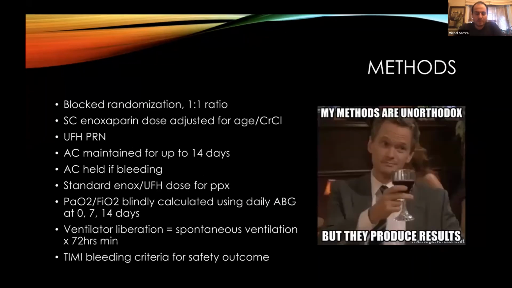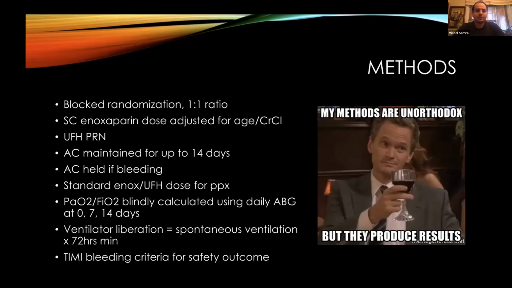With regards to their method, so fairly well done. They were able to do a blocked randomization. Essentially, for patients who were enrolled in the study, it was drawn out of an envelope who would be in which group. In the treatment group, they received subcutaneous enoxaparin with the dose being adjusted for age and creatinine clearance. There was this idea that they were going to give unfractionated heparin if needed according to the renal function, but in the end, they didn't need to do that for anyone in the treatment group. They maintained the anticoagulation for up to 14 days, and they held it if the patient was bleeding. And then they gave standard doses for prophylaxis.